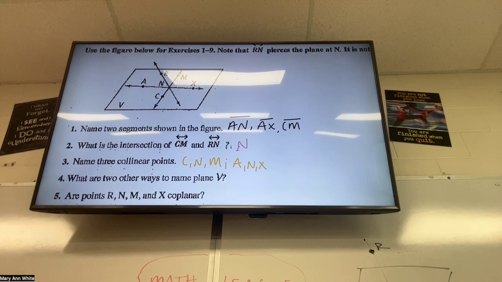It says, what are 2 other ways to name plane V? A and C. Oh, I like that. Don't put any commas there because it's a plane. A and C all goes together. That's great. Who's got another one? Luca. ACX. I like that. Anyone have another one they want to check in with? What letters can I not use? I can't use R.